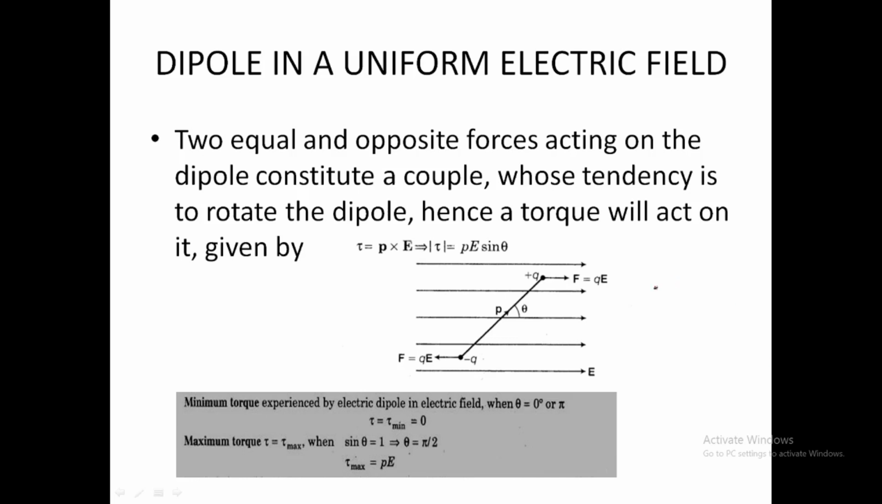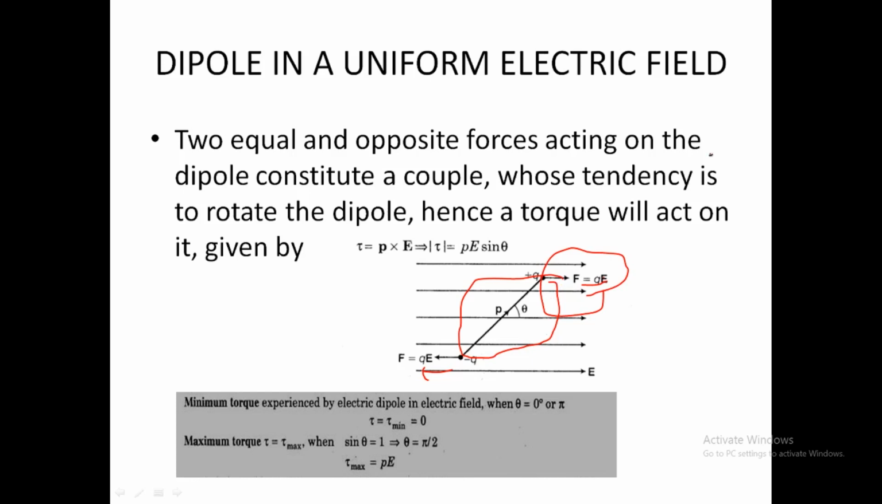Since the magnitude is the same, the force due to the positive charge will be in this direction, and the force due to the negative charge will be in this direction. So if we place it in a uniform electric field, it will start rotating. It will form a couple, so it will start rotating, and a torque will be created.